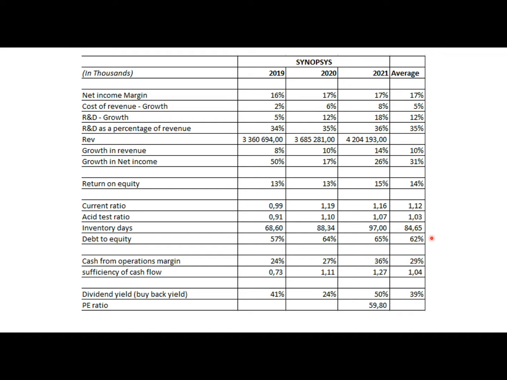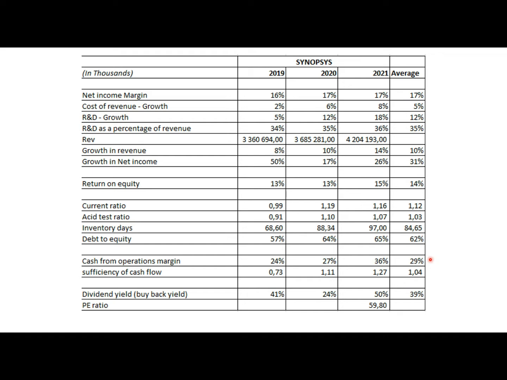So very good. The cash position. First of all, the cash from operations margin has significantly improved: 24%, 27%, 36%, and now 39%. Below industry average, but I love the fact that it has significantly improved.